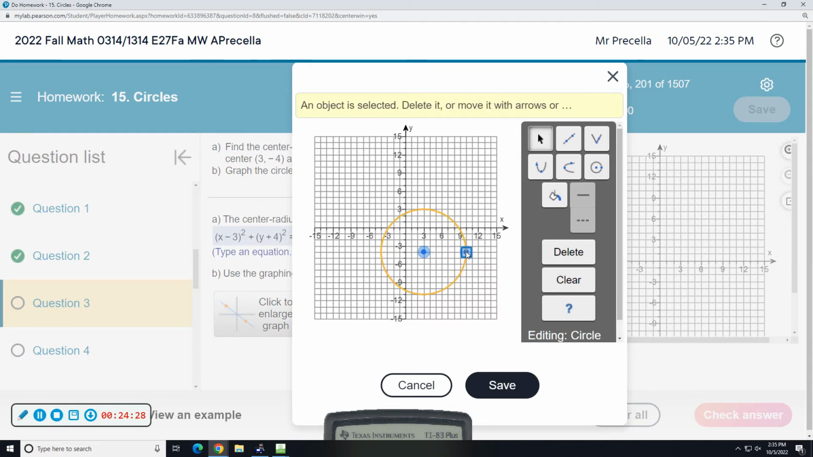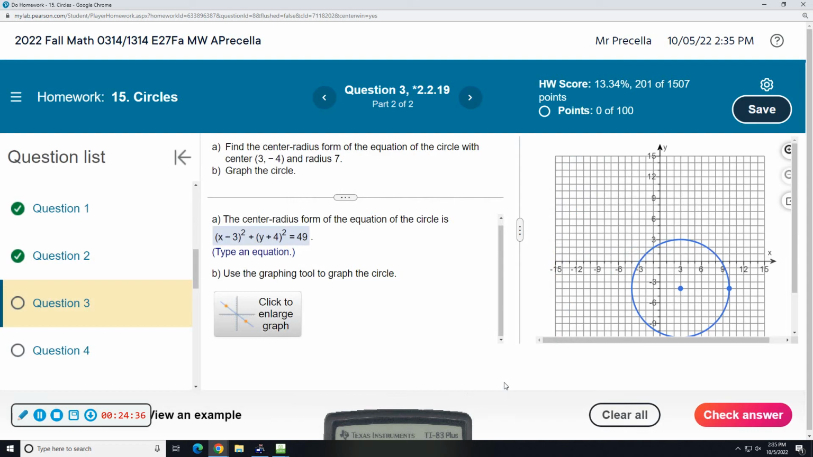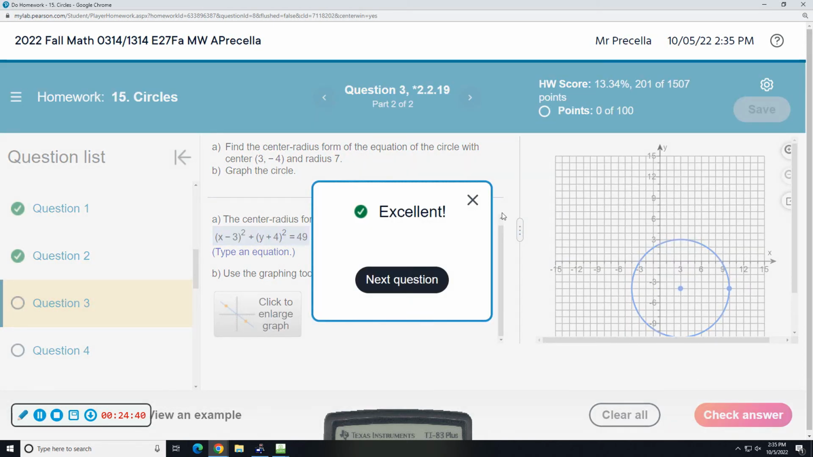That's why the points that they have up here in the upper right-hand corner of this yellow box is so important. Save it. Check. Any questions?